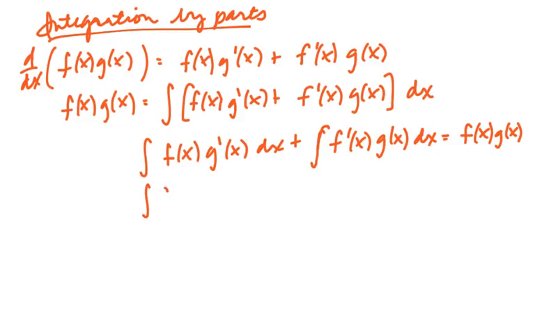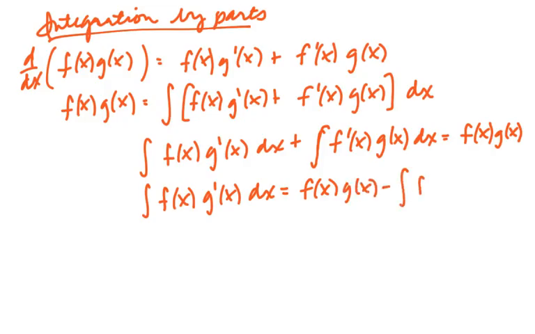So let's keep one of them, f of x, g prime of x, dx, equals, let's move the other one to the other side, f of x, g of x, minus the integration of f prime of x, g of x, dx. Now this right here is our formula for integration by parts. It's the formula that's used, but we often use it in a different notation.